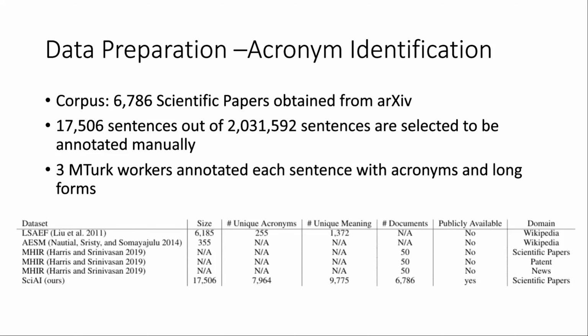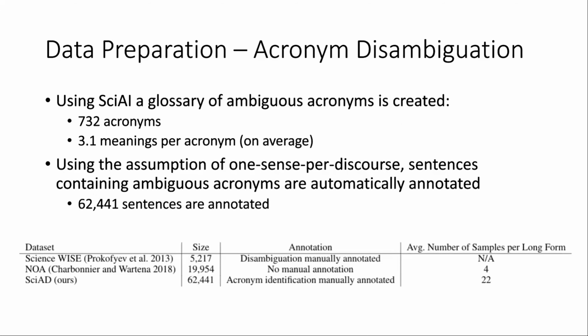And using this dataset, we create another dataset for acronym disambiguation. Firstly, we need to have a dictionary for the acronyms to create this dataset. So using the mapping that we have between the acronyms and their long forms from the SciAI dataset, we create a dictionary of more than 700 ambiguous acronyms, which means acronyms that have more than one meaning. On average, we have 3.1 meanings per acronym.